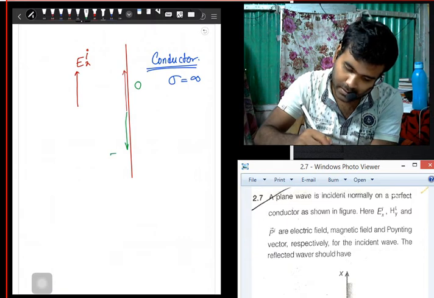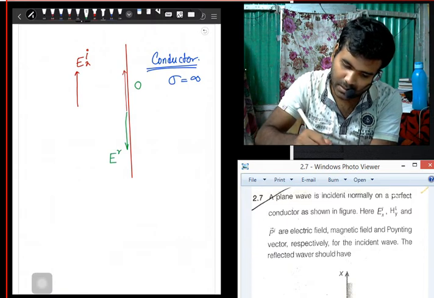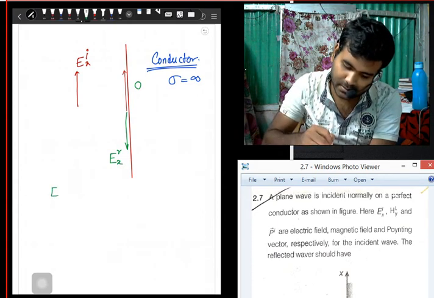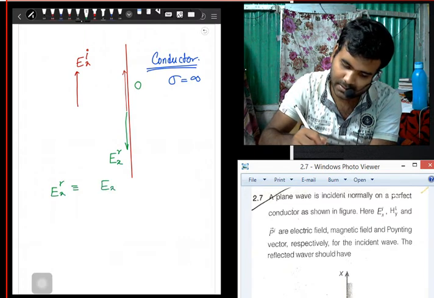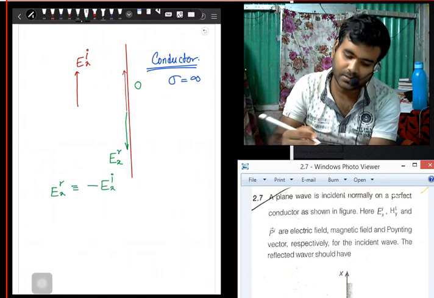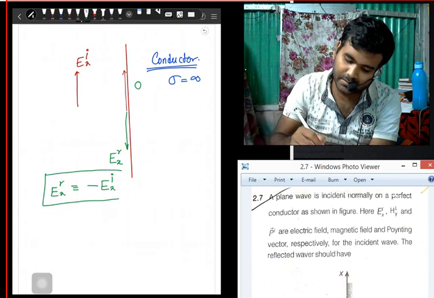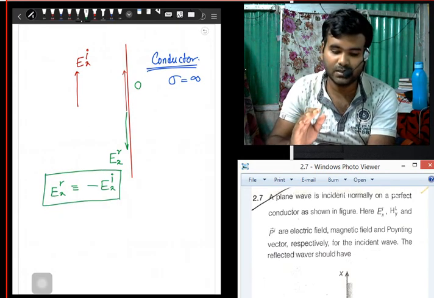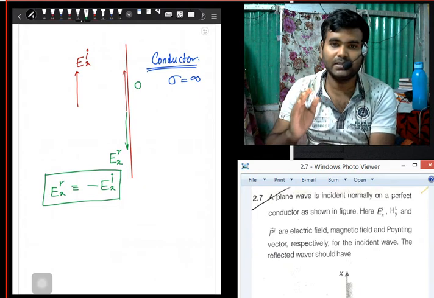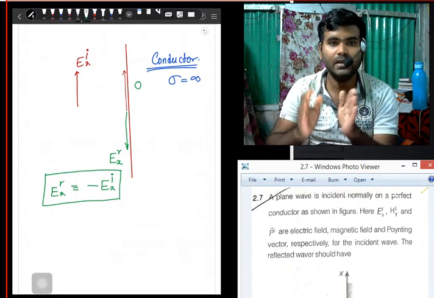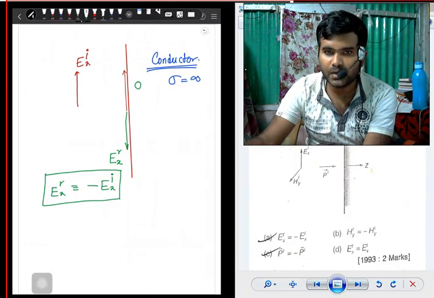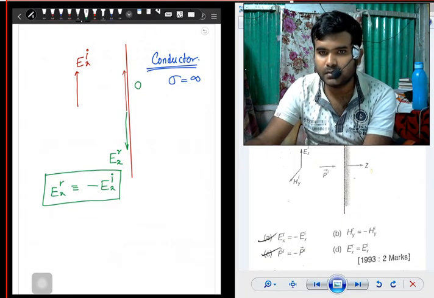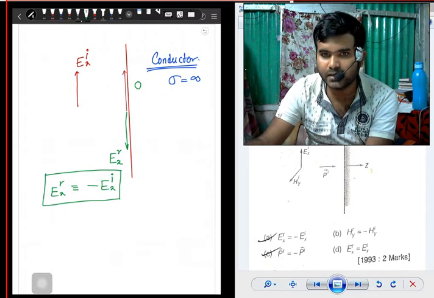So the reflected electric field ERX is identical to EXI with a negative sign. This condition basically comes from the boundary condition, that the tangential component of the electric field has to be continuous across the boundary. So you can see option A is correct: ER of X equals minus EI of X.